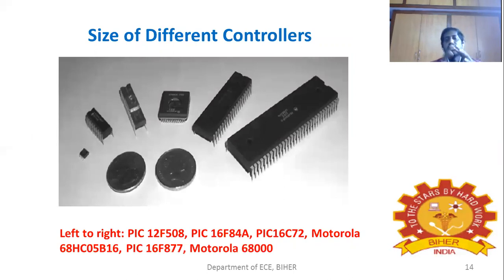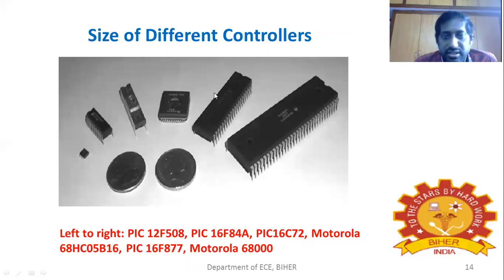You can see the comparison of different controllers based on its size. To compare the size of the controller, we can place a coin here. So you can see from left to right, the first one is the PIC controller. The PICs, many versions are there: 12F version, this is 16F, and then 16C. F means it's the flash memory, and then this 16C72, and then Motorola, other processors are there.